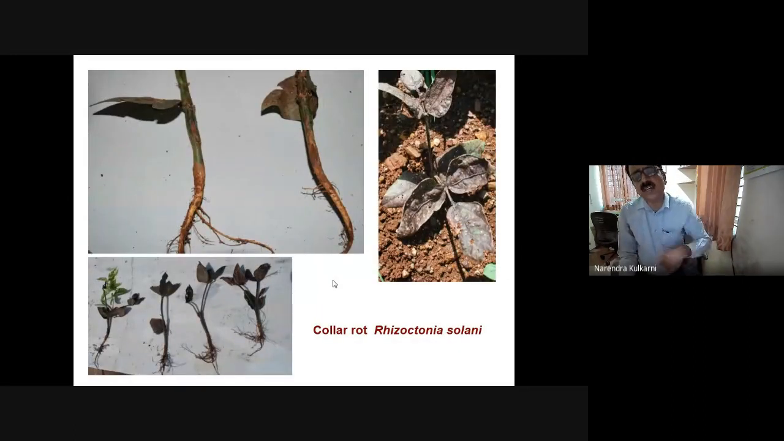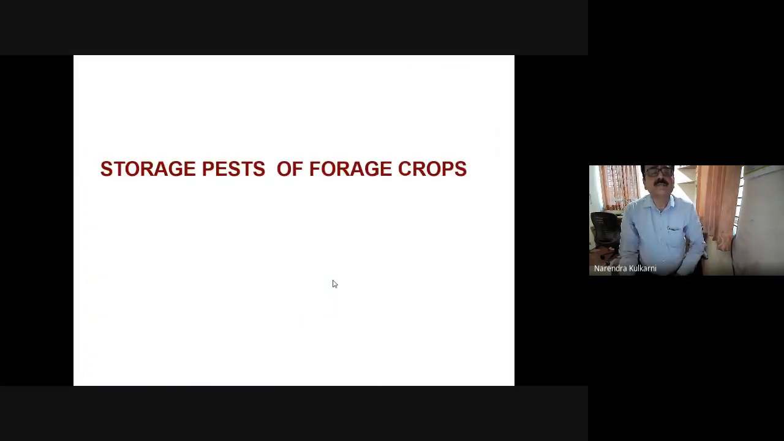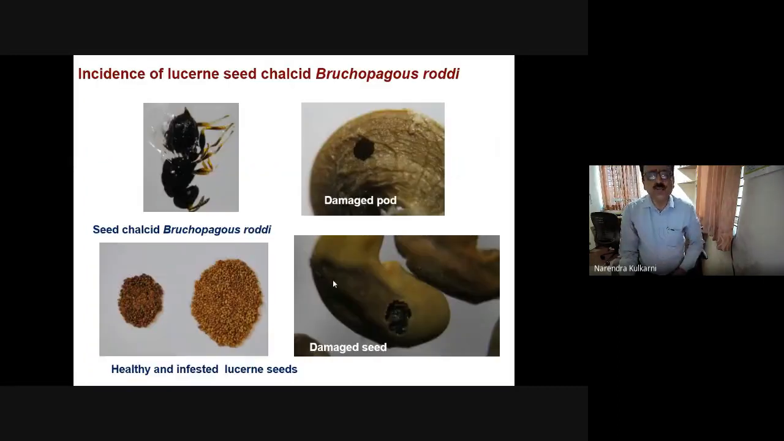Collar rot also, in kharif season, creates some problem, and fungicide or Trichoderma seed treatment as well as drenching helps in managing this rot. And now some storage pests. Let us have a quick look at a few slides.